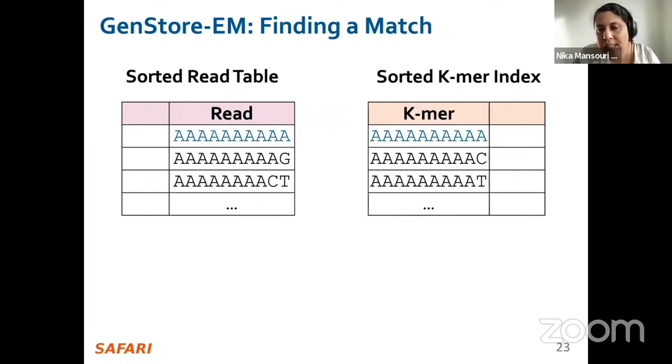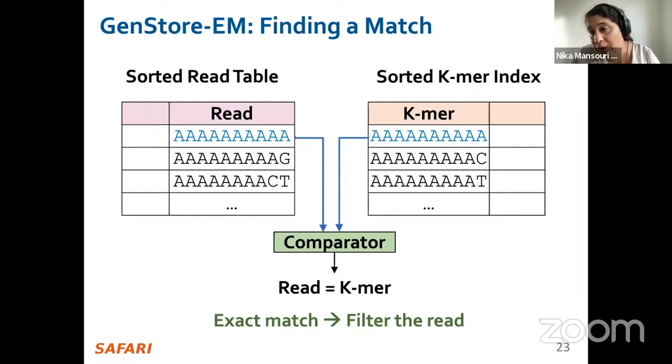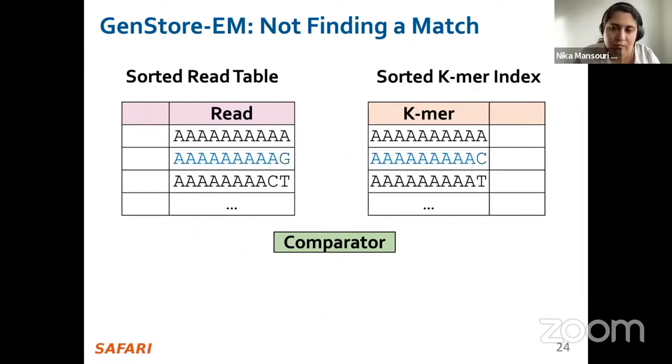So we sequentially scan through these data structures in 3 different ways based on a comparison result of the current read and k-mer. First, when the current read and k-mer are identical, we record the read as an exactly matching read that can be filtered from the further read mapping process, and then we move to the next element in both arrays.